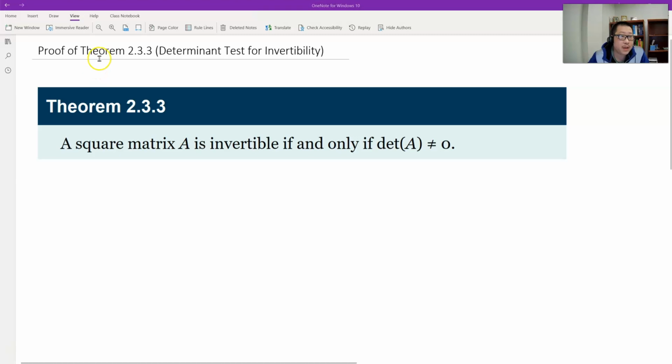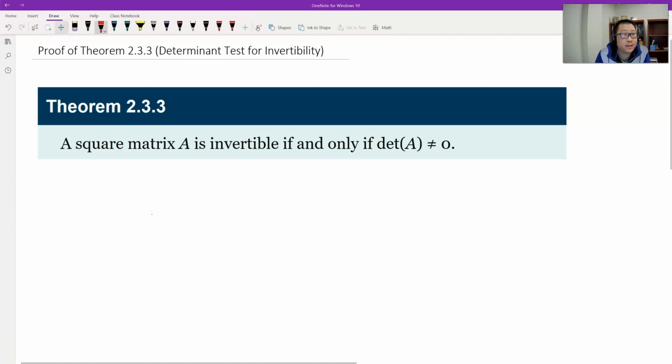In this video, let's prove Theorem 2.3.3. This is an important theorem. We call it the determinant test for invertibility. Later, these results were added to the Equivalence Theorem. The theorem says a square matrix is invertible if and only if its determinant is not zero. If you see the determinant is zero, it is definitely not invertible. How to prove it?